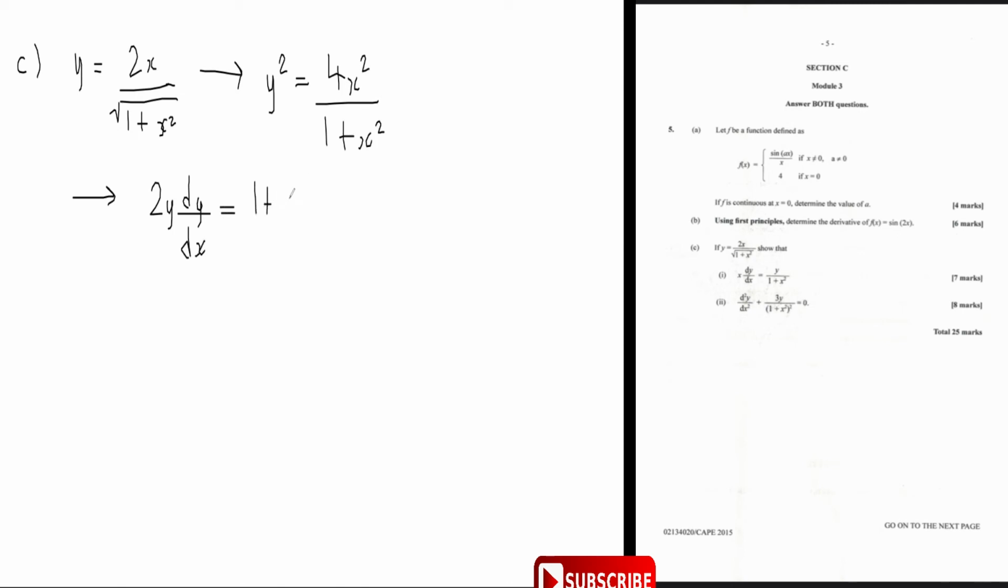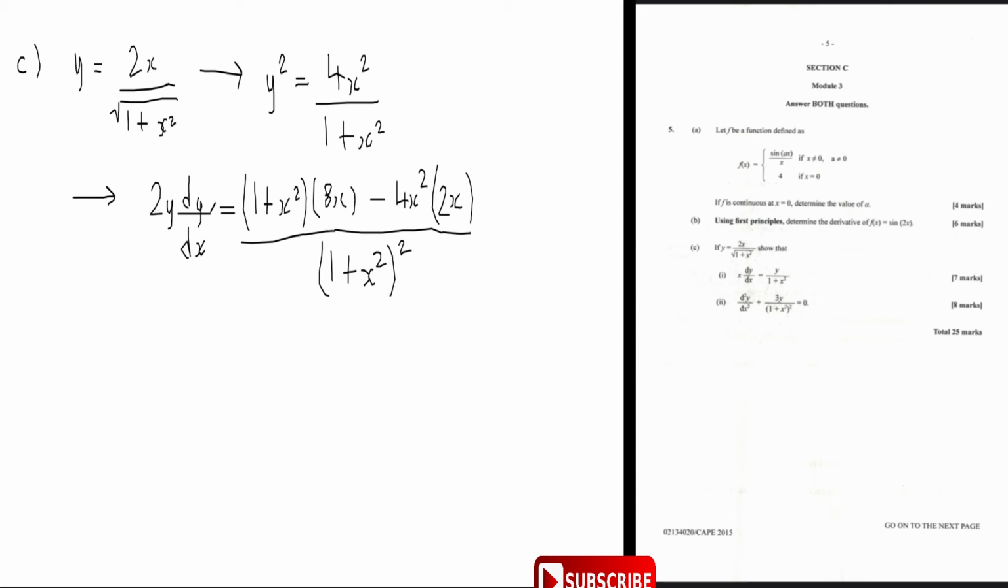So that becomes 2y dy by dx is equal to, start with the bottom, which is 1 plus x squared, times the differential of the top, which is 8x, minus the top, which is 4x squared, times the differential of the bottom, which is 2x, over the bottom squared, which is 1 plus x squared, all squared.